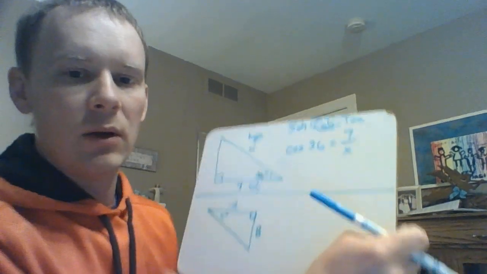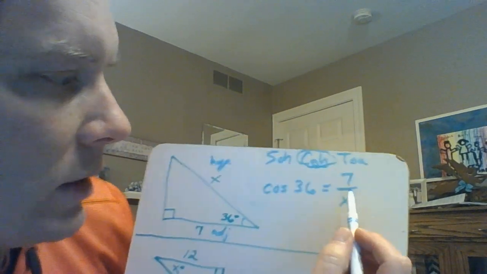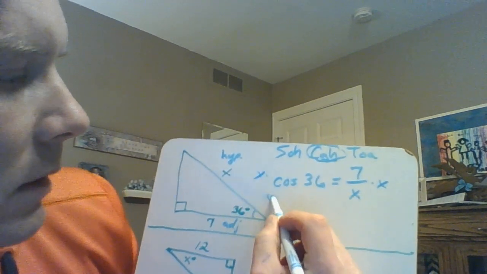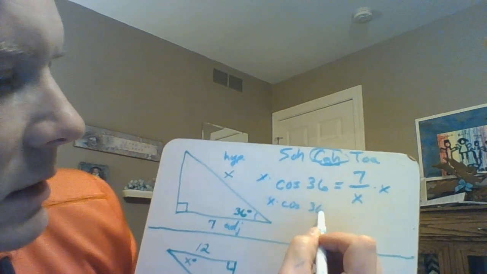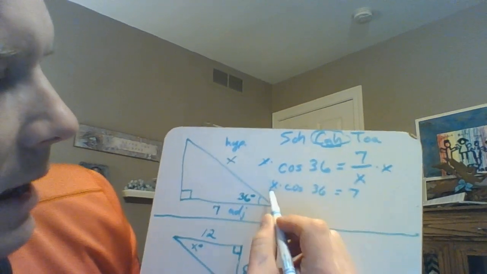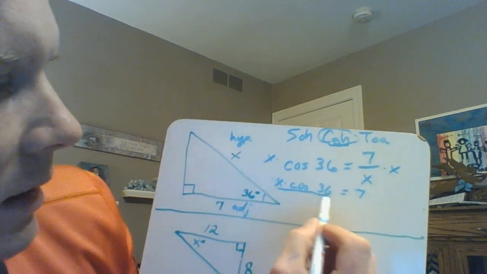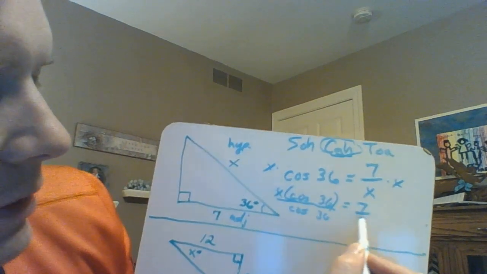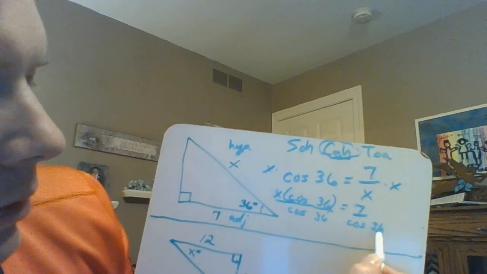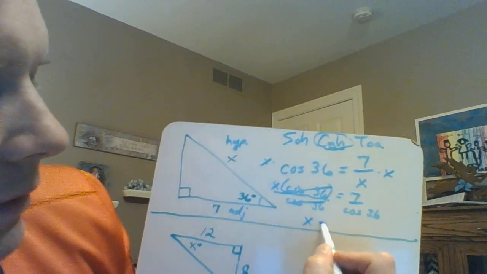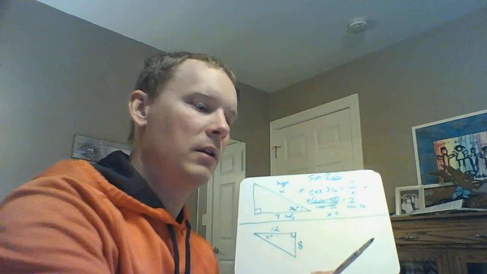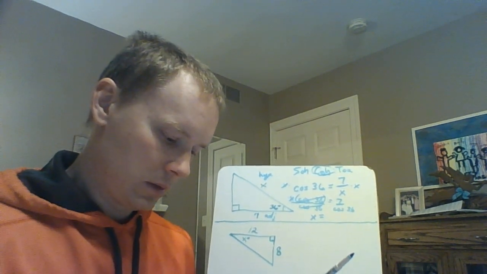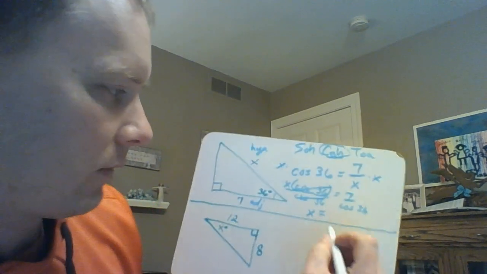All right, now we have to solve this. Because x is in the denominator, you first have to multiply both sides by x. So x times cosine of 36 equals 7. Then to get x by itself, we divide by cosine 36. Remember, that's just a number, the decimal value that we found earlier. They cancel out, leaving x equals 7 divided by the cosine of 36, and when you type this in, you get approximately 8.65.